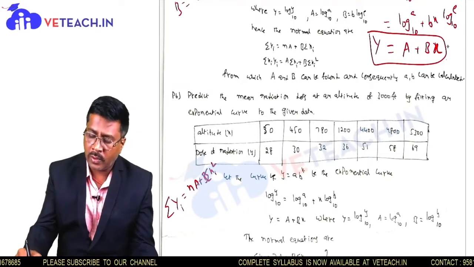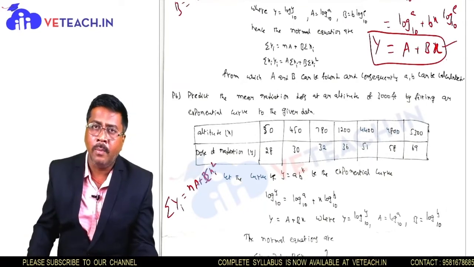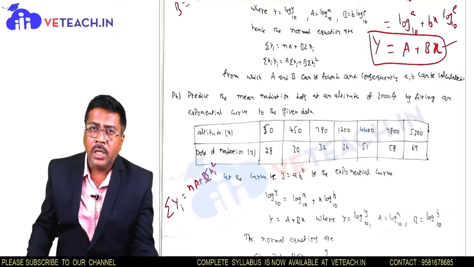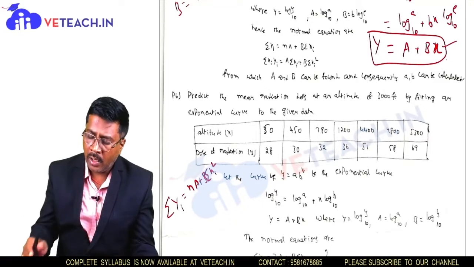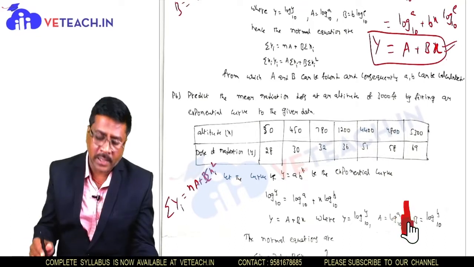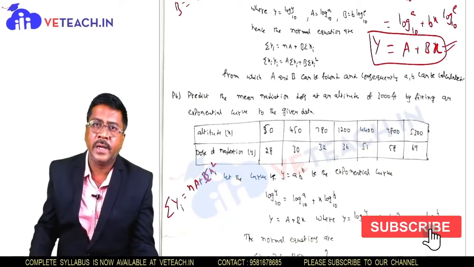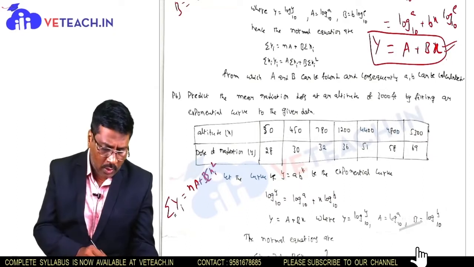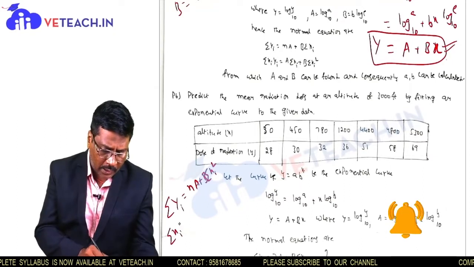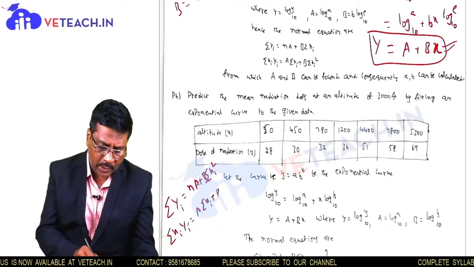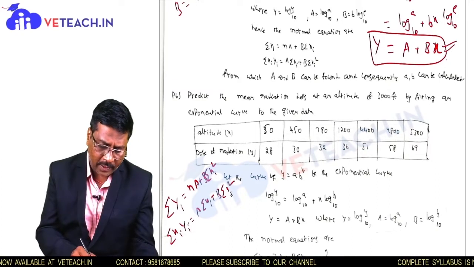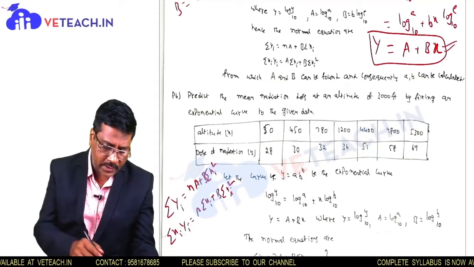Please observe this in the previous problem. In the previous video we had x as capital X, but here we express the x values as small x, so in the normal equations also we consider small xi values. Now sigma of small xi into capital Yi is equal to A into sigma of xi plus B into sigma of xi square. So these are the normal equations.